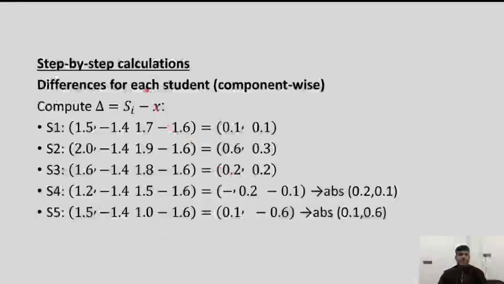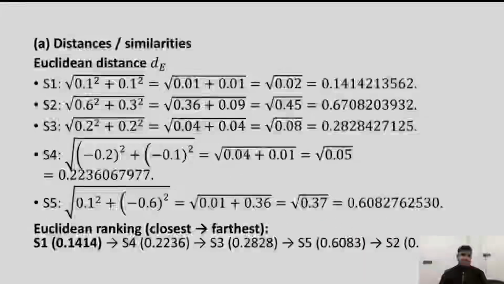Step-by-step calculations. Differences for each student component-wise. Compute Si minus x. For S1 we got 0.1 and 0.1. For S2 we got 0.6 and 0.3. For S3 we got 0.2 and 0.2. For S4 we got minus 0.2 and minus 0.1, and the absolute values are 0.2 and 0.1. For S5 we got 0.1 and minus 0.6, and the absolute values of these are 0.1 and 0.6.